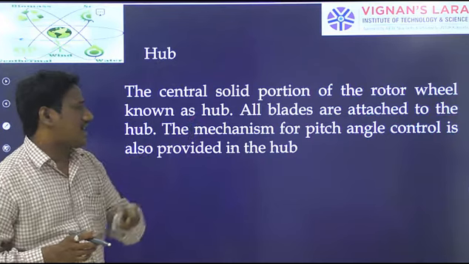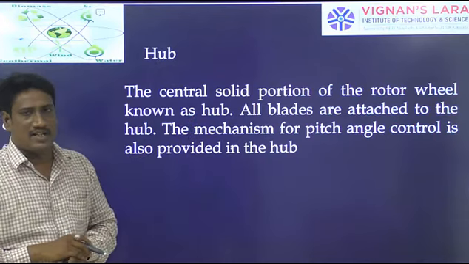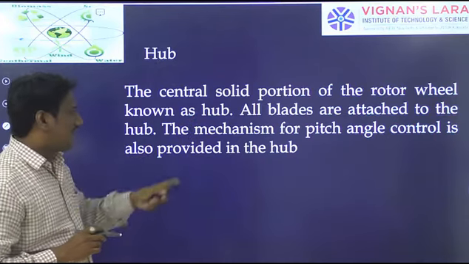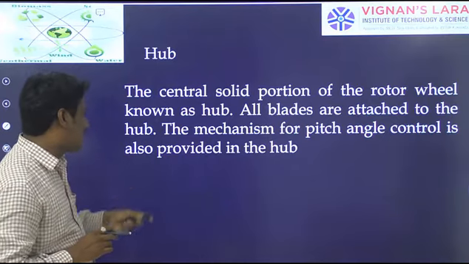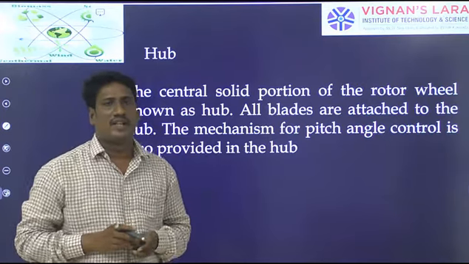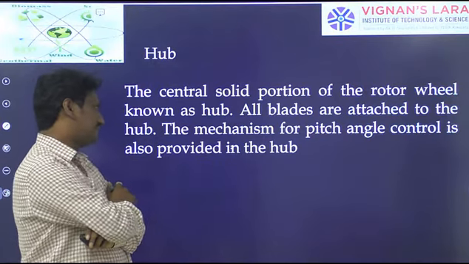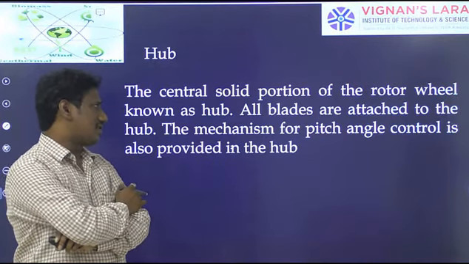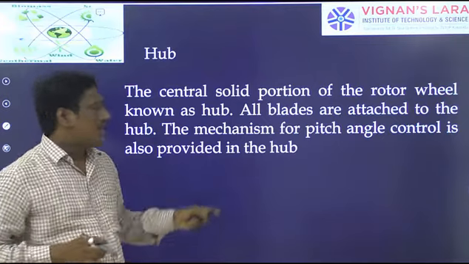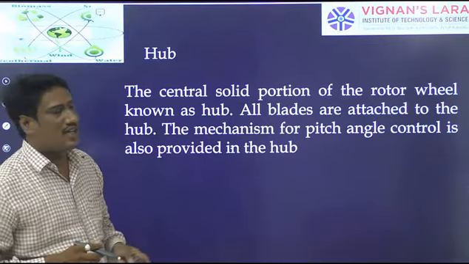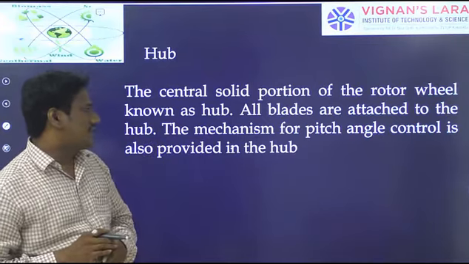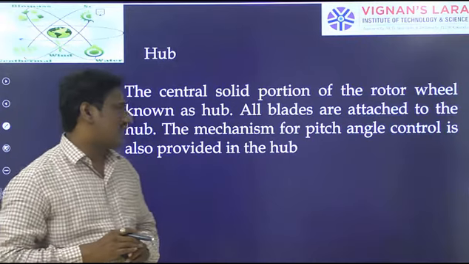All the blades are attached to the hub. The mechanism for pitch angle control is also provided in the hub. The central solid portion of the rotor wheel is known as a hub. All the blades are attached to the hub. The mechanism for pitch control is also provided in the hub.